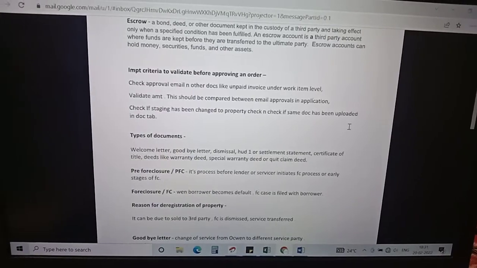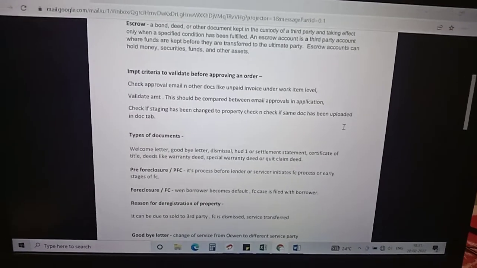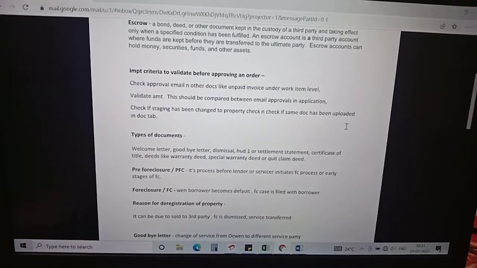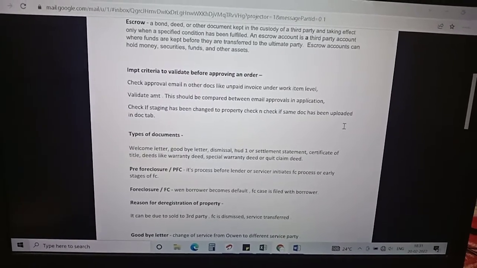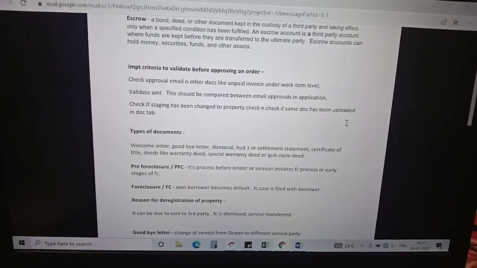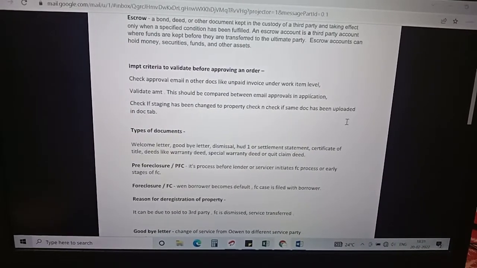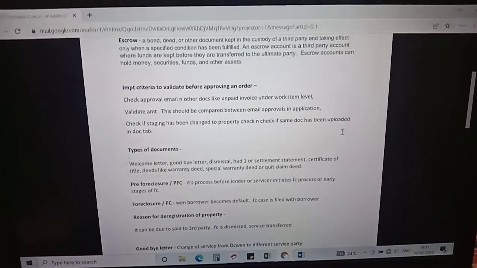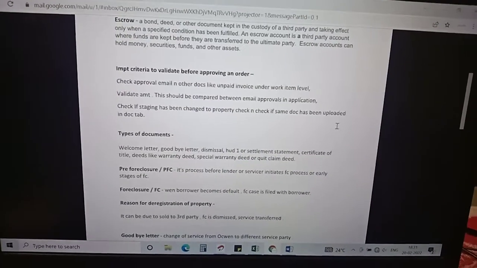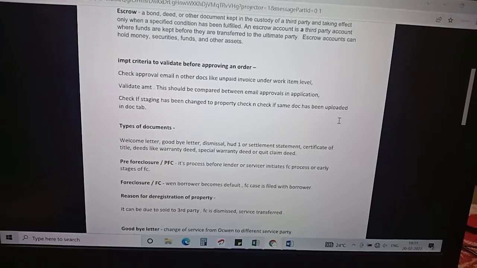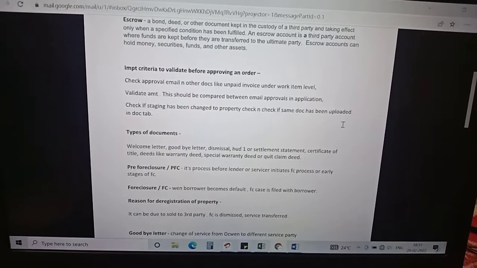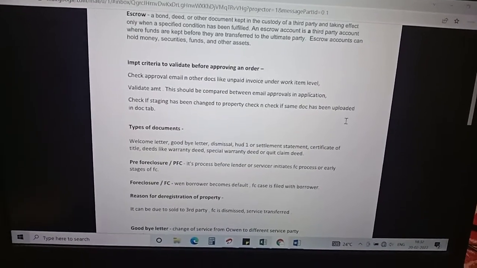We have to check that everything matches in the approval email as well as in the details given, check if the staging has been changed to property check, and check if the same document has been uploaded in the document tab. There is a particular application where we upload these details, and once you make the payment, the paid invoice will come, and that proof also has to be uploaded.